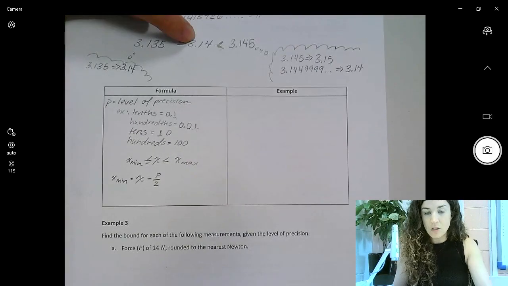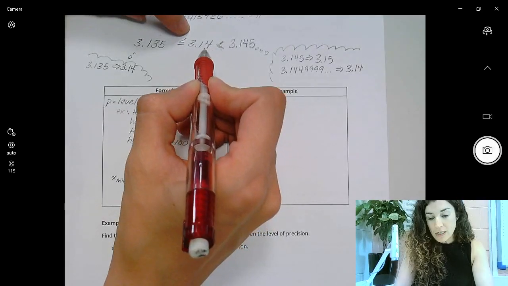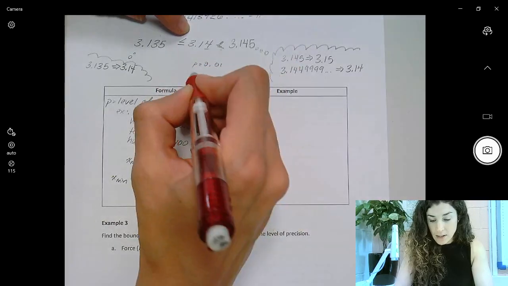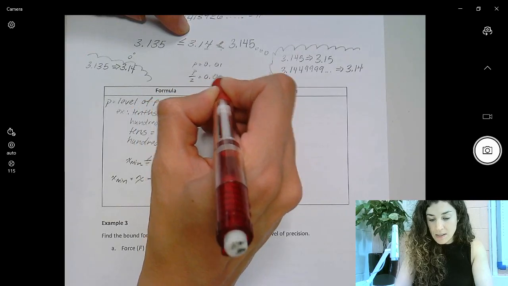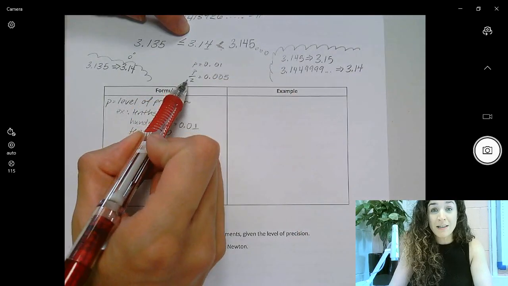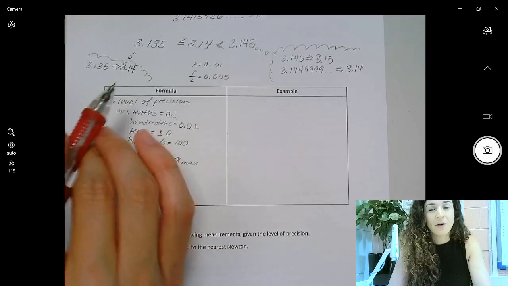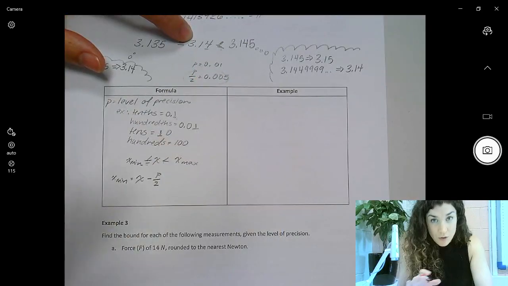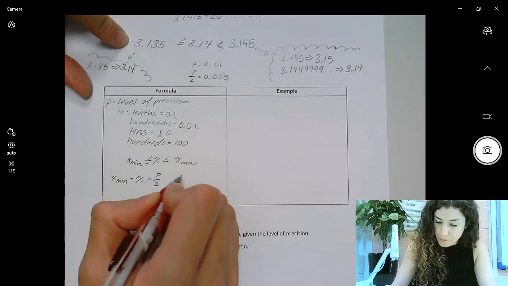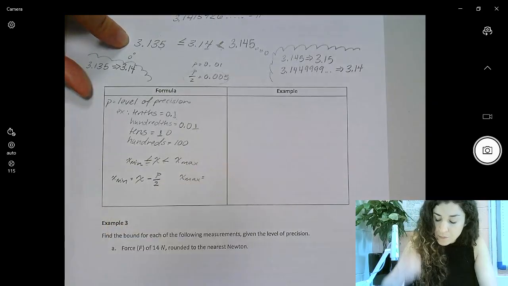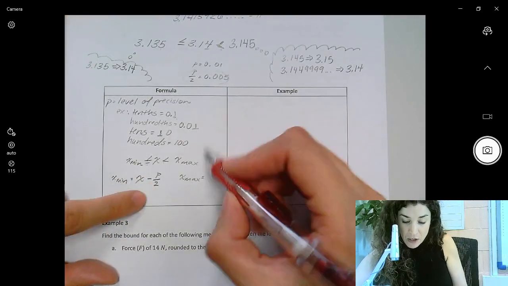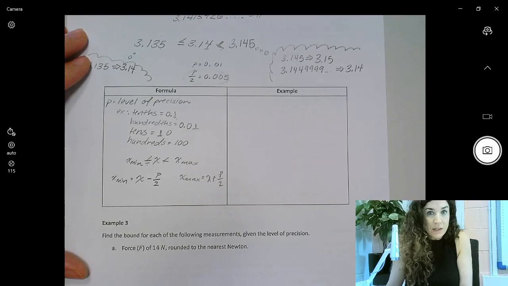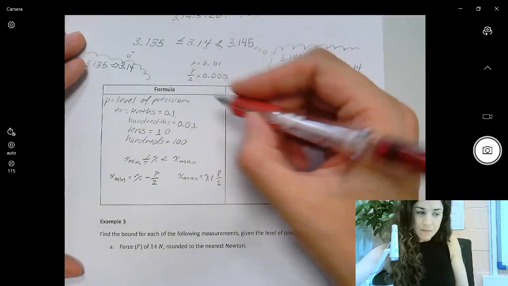So going back up to here, 3.14, we rounded to this spot. So your P would be 0.01. Your P over 2 would be 0.005. If that process stressed you out, don't worry about it. Get your calculator. Use it every time. It's no big deal. So then you take this number and you subtract it. Use your calculator, subtract it to get this number. Your maximum is when you take this P over 2 and you add it to x. And that's the idea.